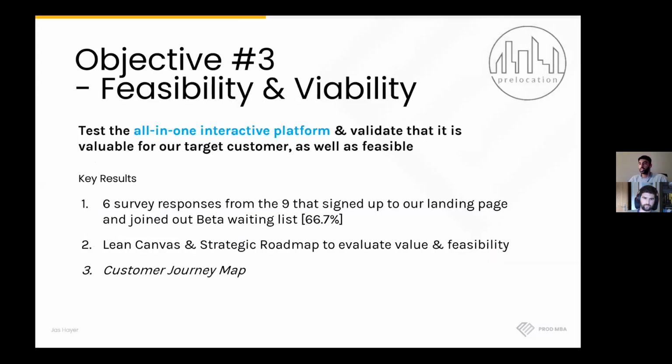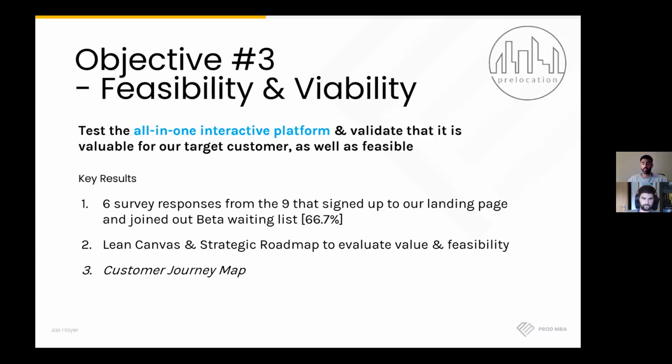Objective 3, feasibility and viability. As I mentioned before in our MVO, we wanted to make this one interactive platform. In order to validate that, again, we want to go back to our niche. We're always going back to our niche throughout this whole process, because they're the ones that are going to be engaging in our product, and they're the ones with all the information.